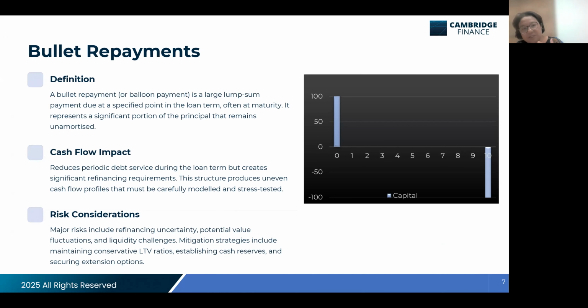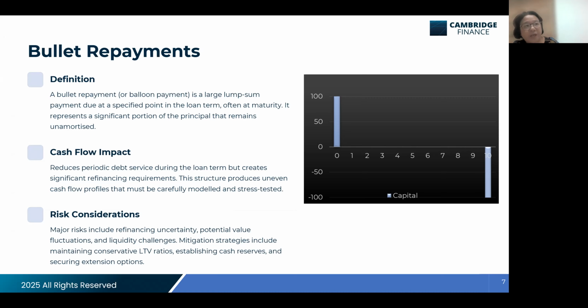Now, bullet repayments, right? So that means the bullet. And I like the bullet because it feels like at the end you get killed, somebody's going to shoot you at the end. But it means that all the repayment is going to be at the end. So that's the bullet, or the lump sum at the end, or the balloon payment. It means that there is no repayment in the middle. There is no interest paid, and all the interest is going to be capitalized in the principal, and then you're going to pay back everything at the end.